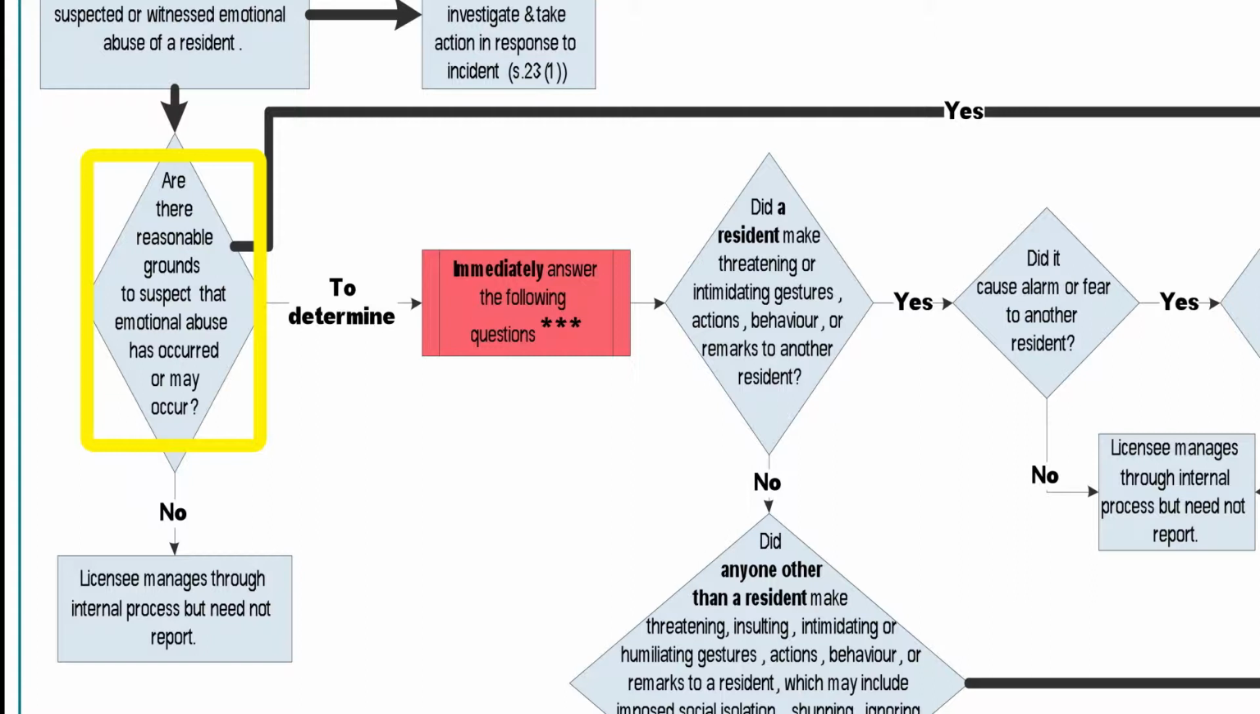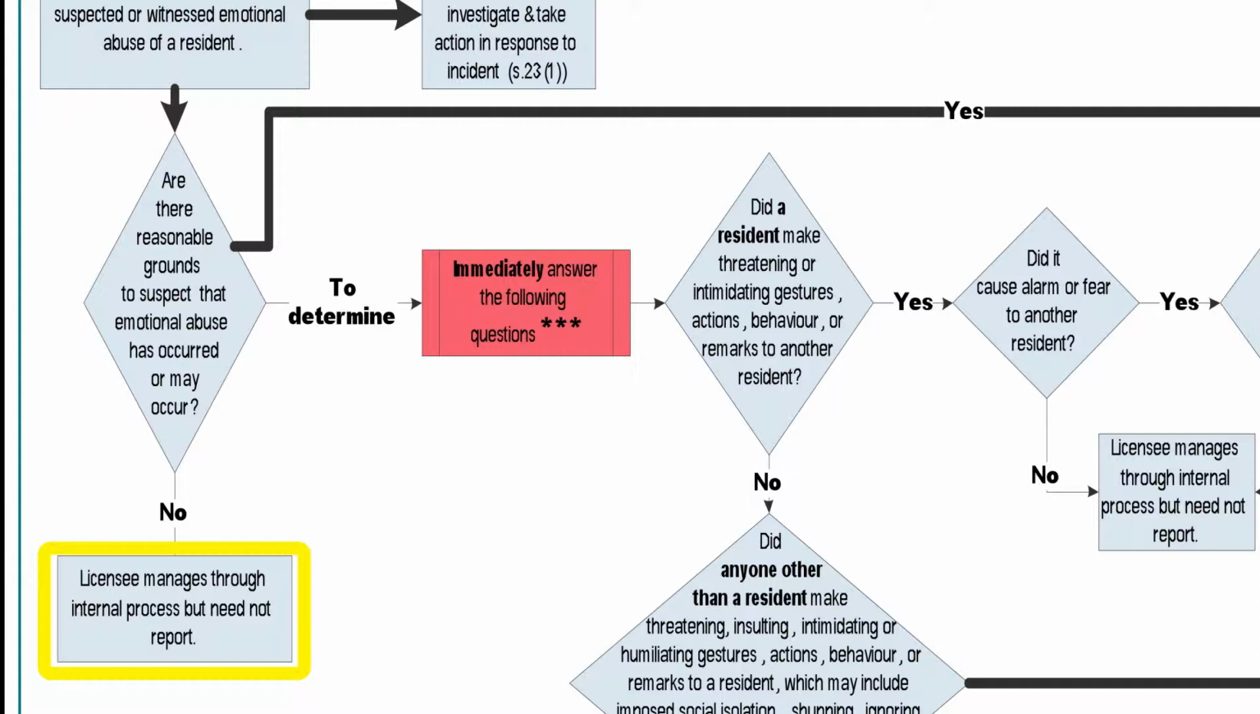It would be pretty rare for somebody to be able to go down that no path right away, because how do you know? You don't really know. In emotional abuse, it's not as if there's blood that you're looking at, heaven forbid. Emotional abuse may not be obvious. So usually they wouldn't go down that no path, so let's not go down that no path for this chart.